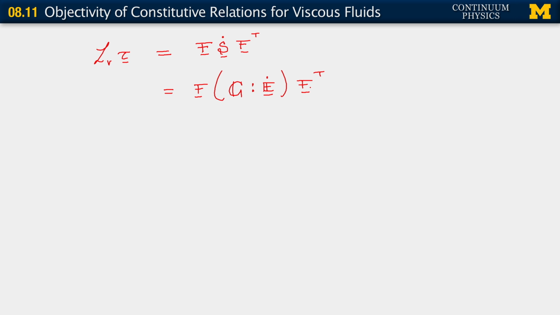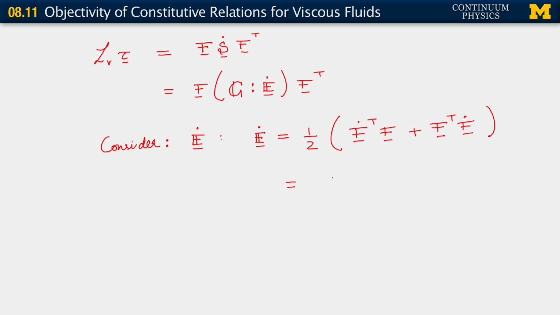Okay, what I'm going to do now is relate E dot to D. Okay, so consider E dot, and it has the form E dot equals 1/2 (F dot transpose F plus F transpose F dot). Okay.